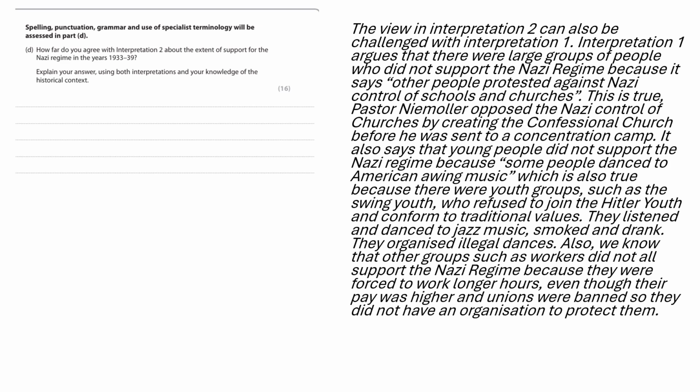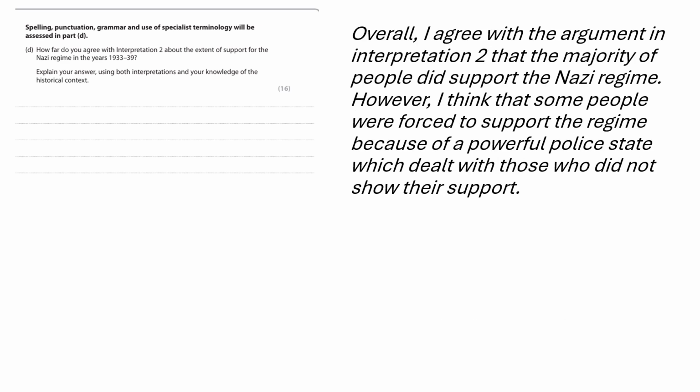And once you've done that, you then move on to a conclusion. The third section of your answer is a conclusion. Overall, I agree with the views in interpretation 2, giving those reasons why, so summarising your overall view. So question 3D has 3 sections. The first section on the interpretation of the question, which is interpretation 2. The second section countering the argument using interpretation 1, and then your third section, an overall conclusion.